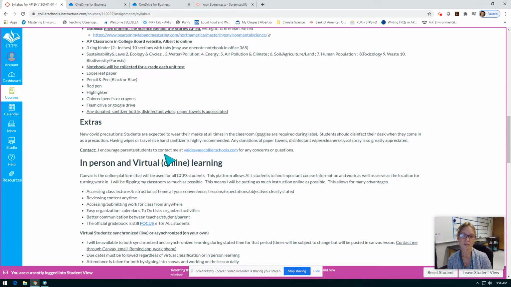I will try to provide as much as I can in class, but also if you want to go ahead and donate any of the products like hand sanitizer, paper towels, disinfectant wipes, that is so greatly appreciated because they really didn't give us much.